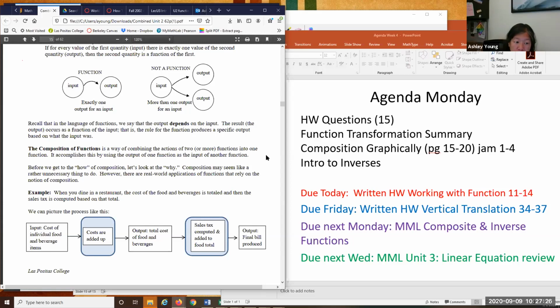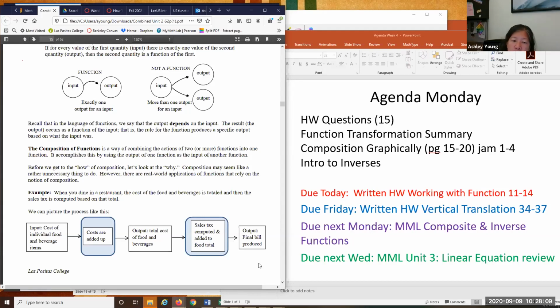So for example, when you dine in a restaurant, the cost of the food and beverages is totaled. They total up your bill, and then they compute the sales tax on that total. That's a composition. Here's the process. First, input the cost of each individual food or beverage item you buy, and throw those into a function. It adds them up and puts out an output, the total. Then they take that output and throw it into another function where they compute the sales tax and add that, and the output of that is the final bill. So that's an example of a very simple composition of functions that's used every day, right?